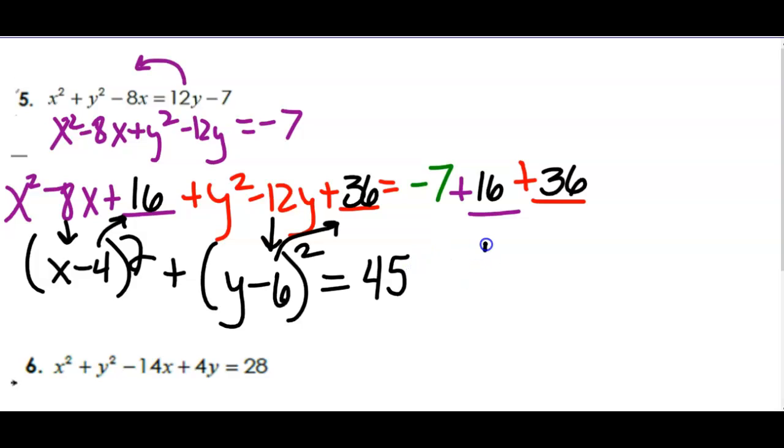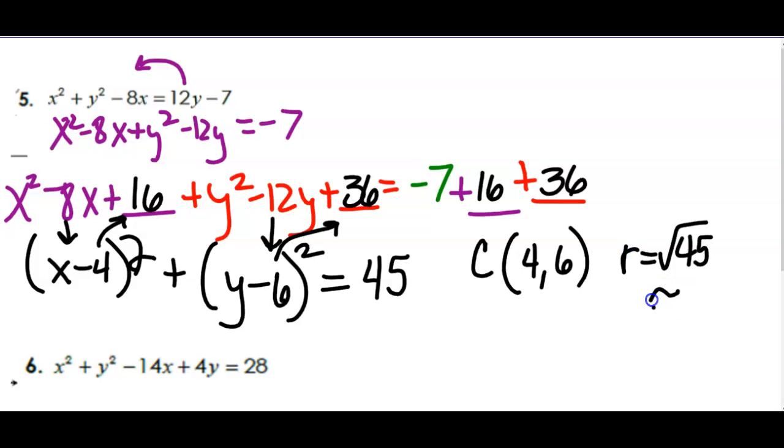Yep. Okay, so the center is at 4, 6, because it's the opposite of what's in here. And the radius would be the square root of 45. Or if you were graphing it, you could say this is 9 times 5, get 3 square roots of 5. Or this is close to 7, because the square root of 49 is 7. So square root of 45 on my calculator is 6.7.